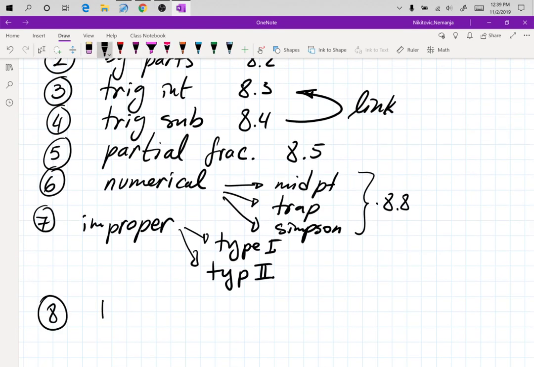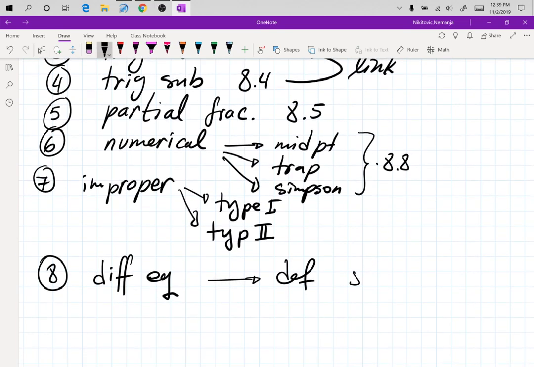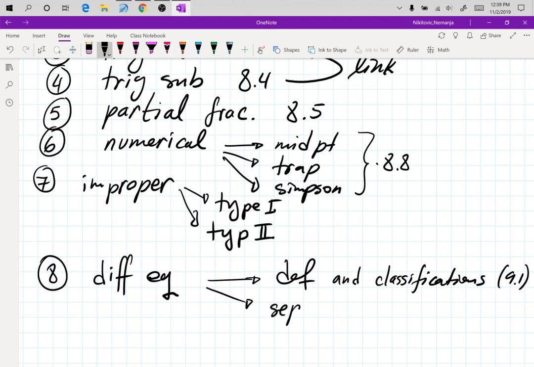Number 8, differential equations, worrying about definitions from 9.1. So definitions and classifications, 9.1, and then separation of variables, 9.3. So that's the exam.